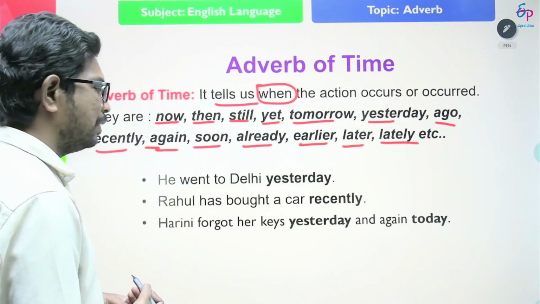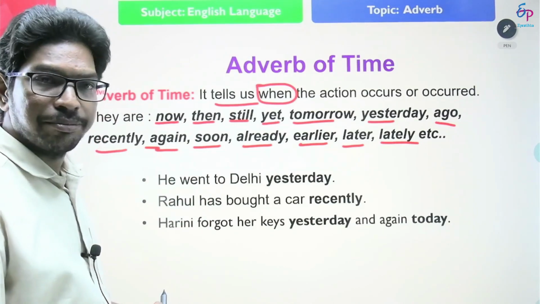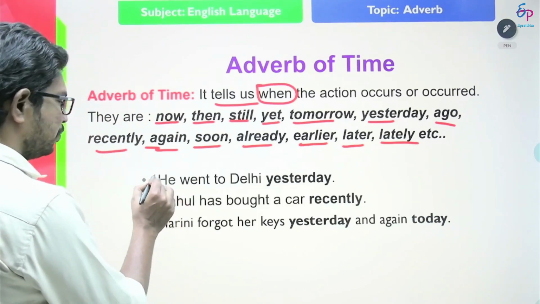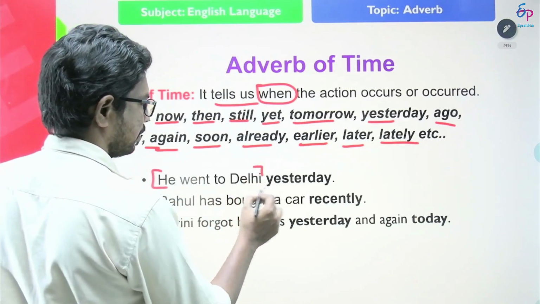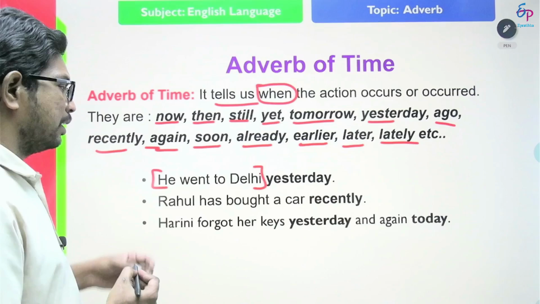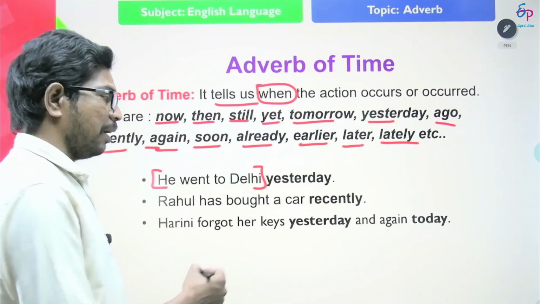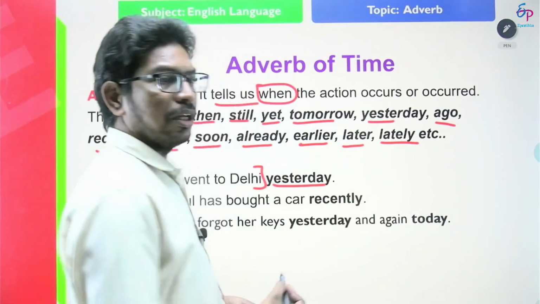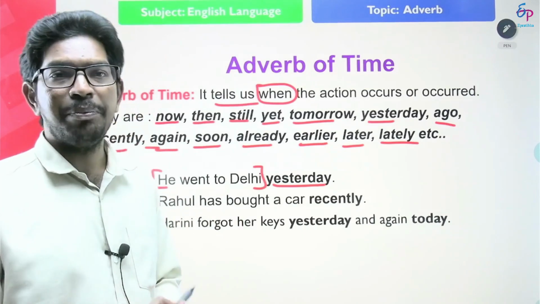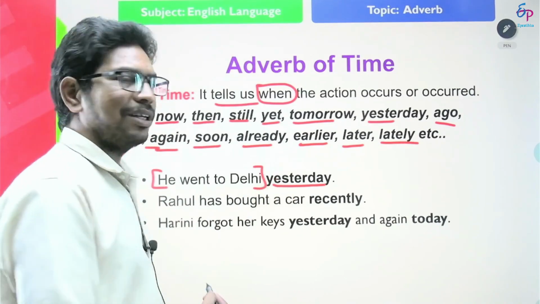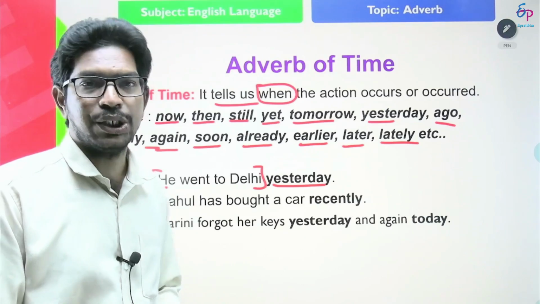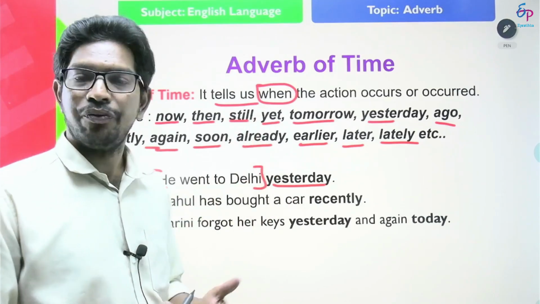He went to Delhi yesterday. Here, he went to Delhi. The action happened. I am showing when it happened: yesterday. He went to Delhi, when it happened: yesterday. The word yesterday is indicating the time of the action. So that is called adverb of time.